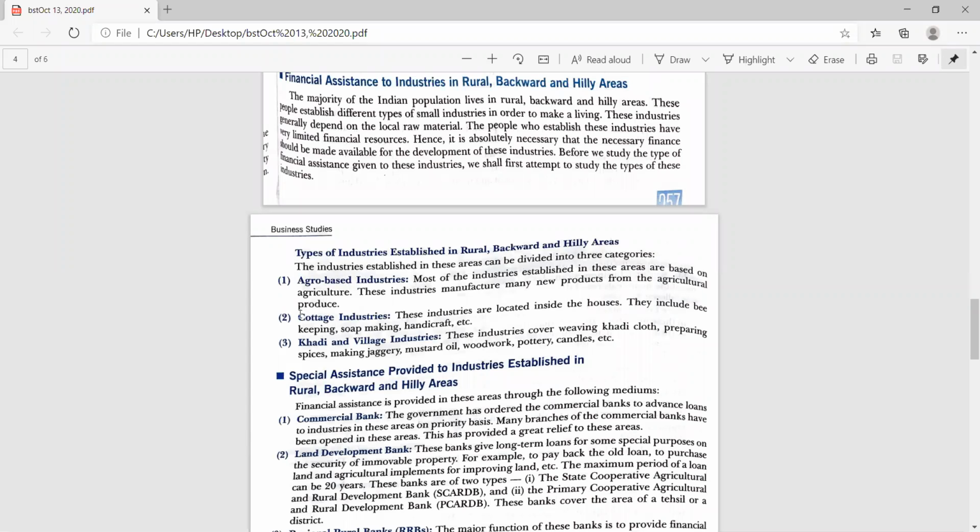Second one is the cottage industry that is located inside the houses, and it includes beekeeping, soap making, handicrafts, etc. Khadi and village industry. These industries cover weaving khadi cloth, preparing spices, making jaggery, mustard oil, woodwork, pottery, and candles. So these are the village industries as well as the khadi industries. So these are the different types of industries that are established in the rural, backward and hilly areas.